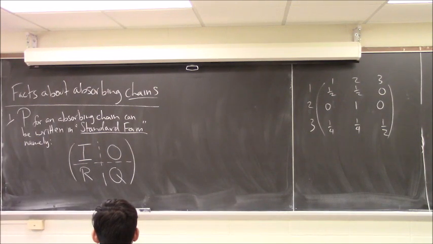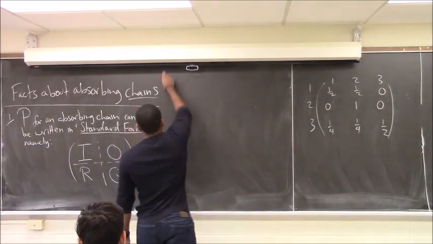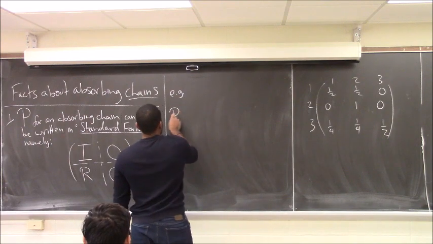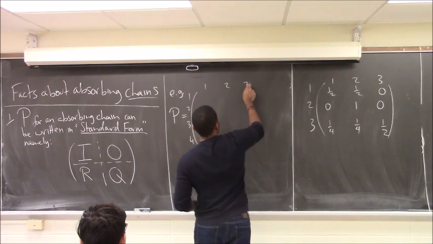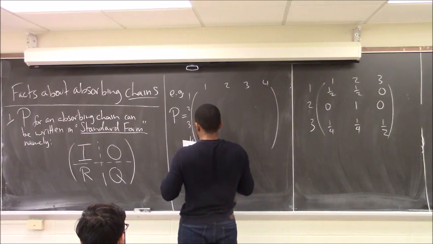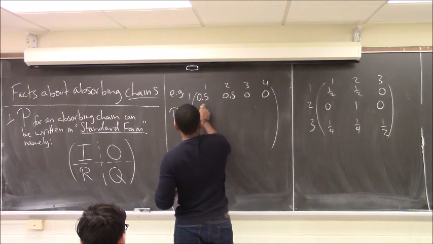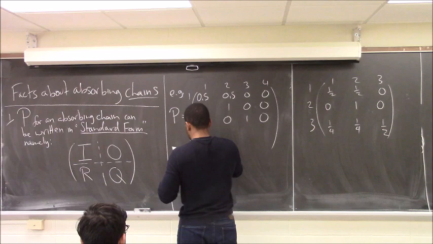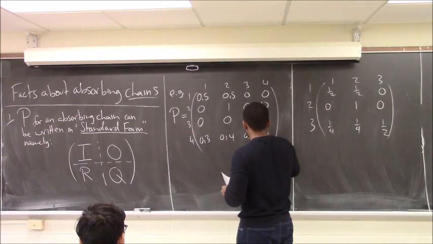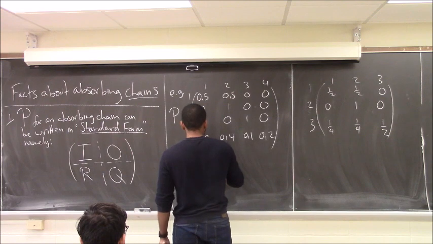I think I wrote an example. I'm not sure. P equals rows and columns 1, 2, 3, 4. So 1 goes to itself with 0.5, goes to 2 with 0.5, 0, 0. 2 only goes to itself, 3 only goes to itself, and 4 goes 0.3, 0.4, 0.1, 0.2. This is an absorbing chain.